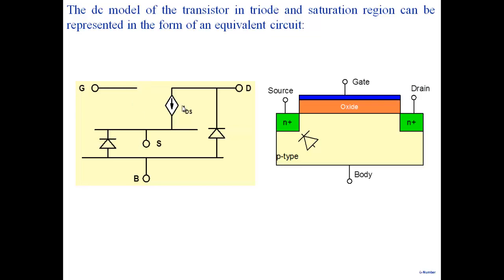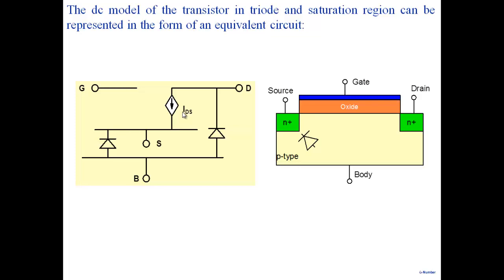Gate to source, yes. Drain to source, yes. Body to source? What does body to source do? We keep it reverse biased. Okay, but what does it do? It changes the threshold voltage. Body to source voltage changes the threshold voltage.